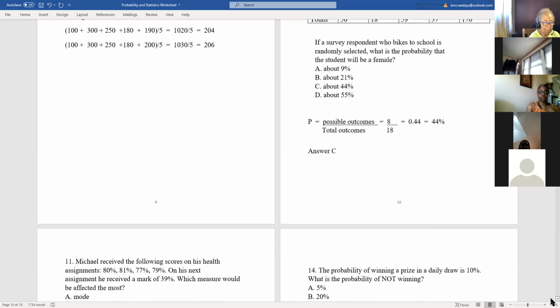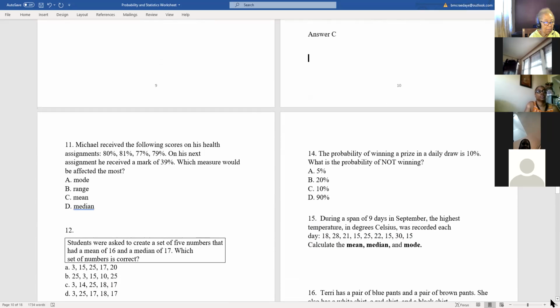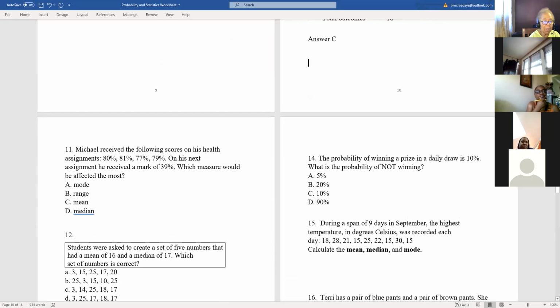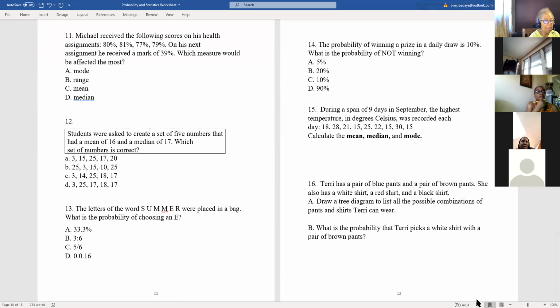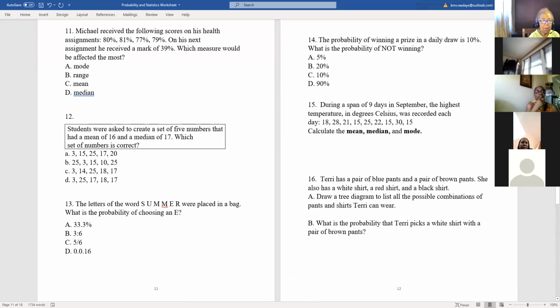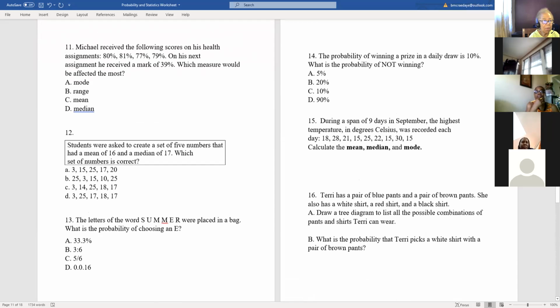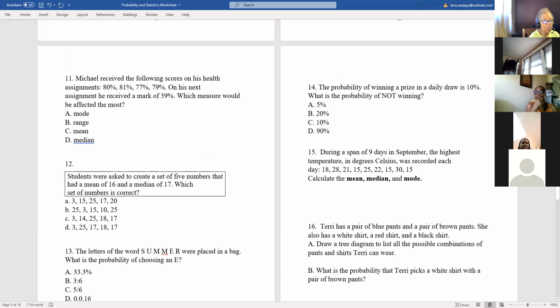Number 11. What are you looking for in number 11? I cannot see number 11. Okay, let me bring it up. Can you see it now? Bring it down a little, please. Okay. Can you see it now, Michelle? Yes, ma'am.